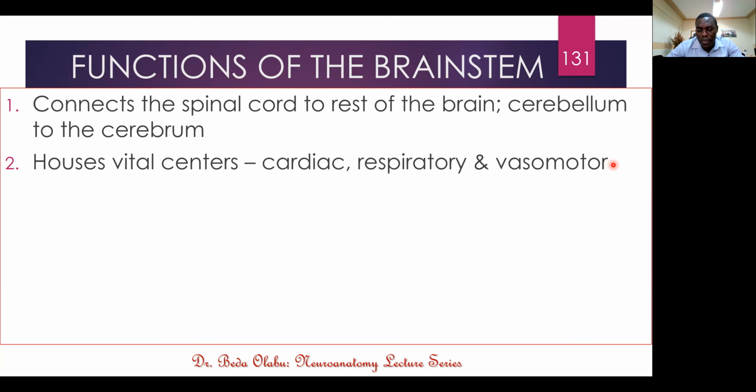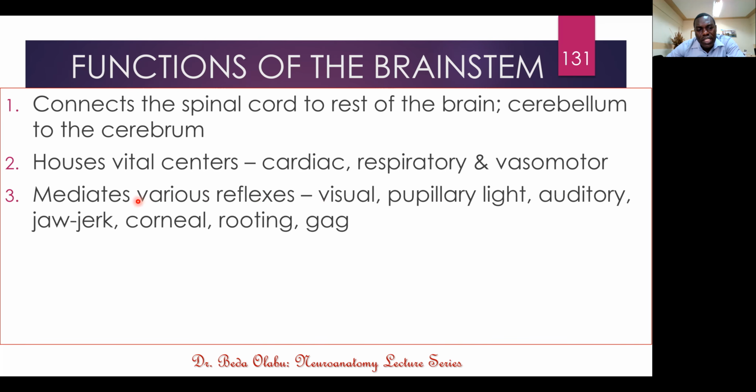That's why if a patient has a stroke that involves the brainstem, the outcome is not as favorable as if a patient had a stroke that involved the cerebral cortex, in terms of mortality.